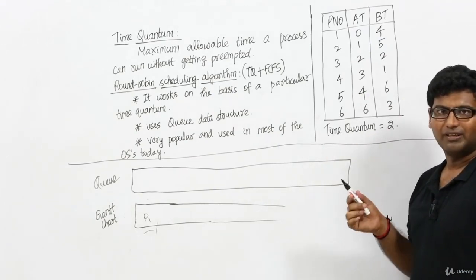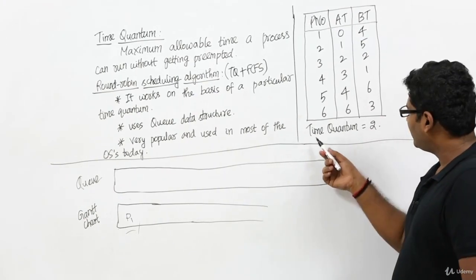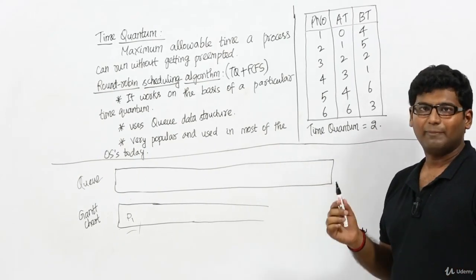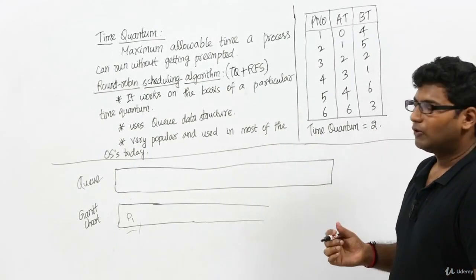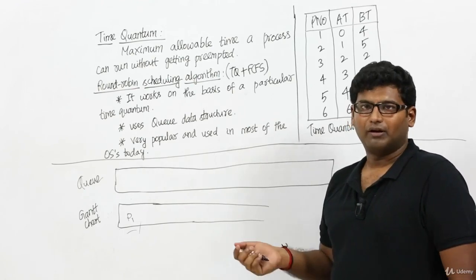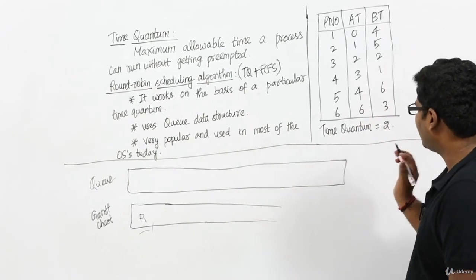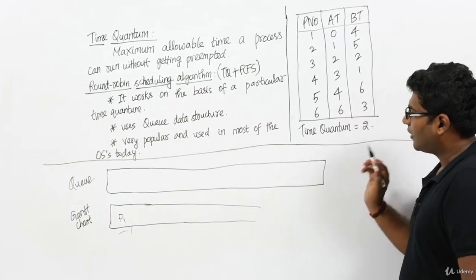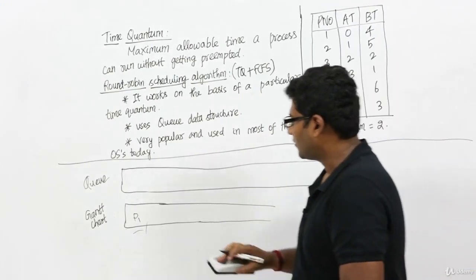This is the first time we are seeing it, because only in round robin will they give a time quantum, and without giving a time quantum it is not possible to actually apply the round robin scheduling algorithm. Okay, fine. Time quantum equal to 2 time units. Now let's start our Gantt chart.